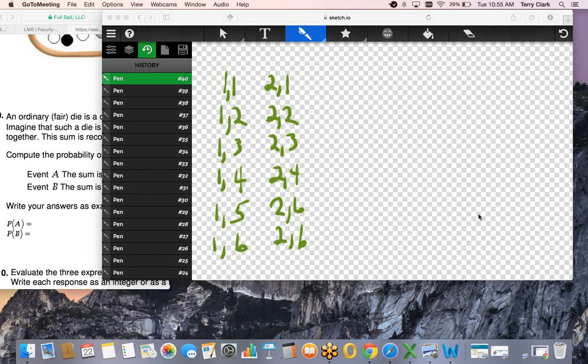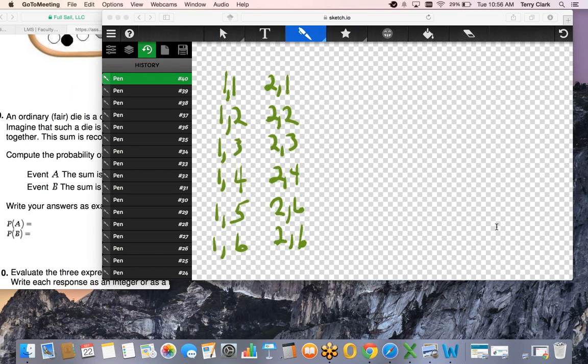Okay, so that's what that rule means. So if the first die has 6 numbers, 6 ways it can occur, and the second die has 6 ways it can happen, because occur and happen mean the same thing. Okay, first die has 6 ways it can happen, and the second die has 6 ways it can happen.